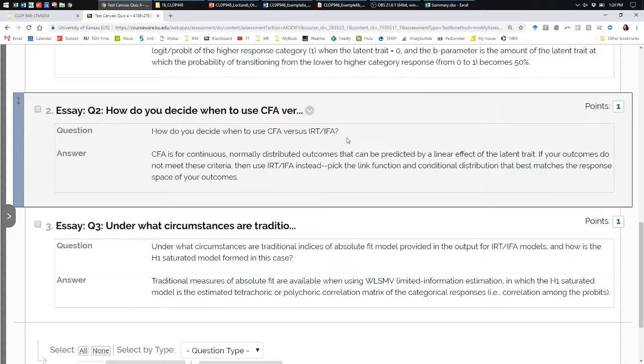So that applies even if you have ordinal data or if you have continuous data that has boundaries in some capacity. So it's not so much the distribution, but the linearity relationship that becomes problematic. And IRT and IFA models posit a nonlinear relationship between the trait and the responses such that it shuts off at the boundaries of the scale.